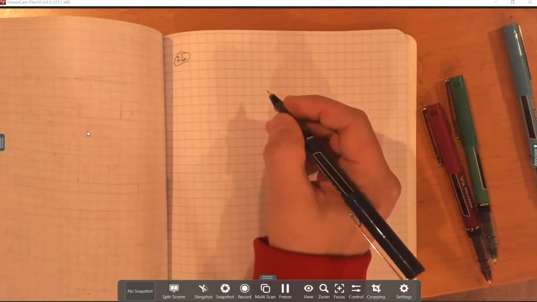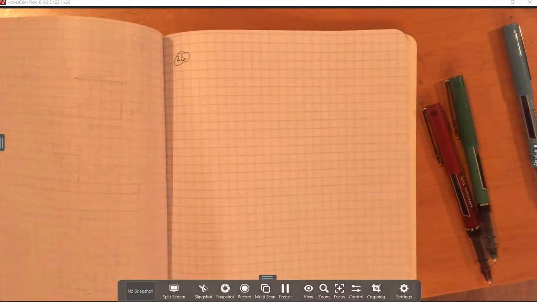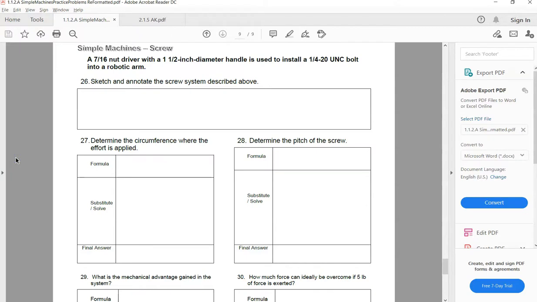Here we're going to look at number 26. We've got this nut driver, kind of like a screwdriver, but instead of a Phillips or flathead on the end, it has a small socket. We've got a handle like a regular screwdriver handle, and it's got this threaded bolt that we're going to be turning. So it says sketch and annotate the system.